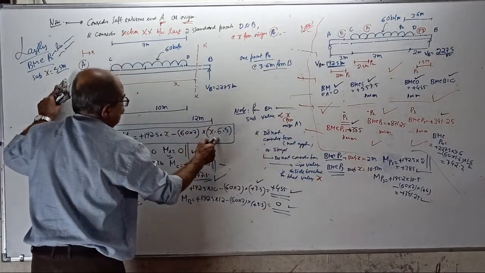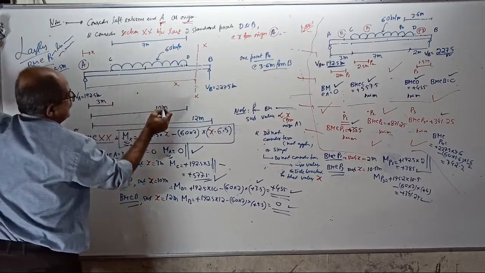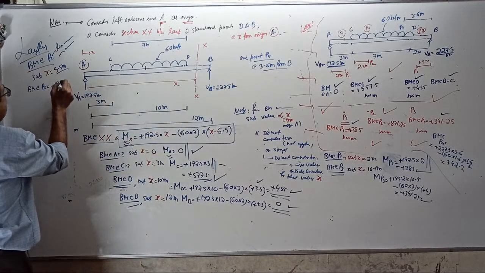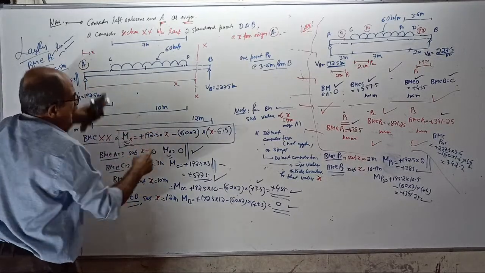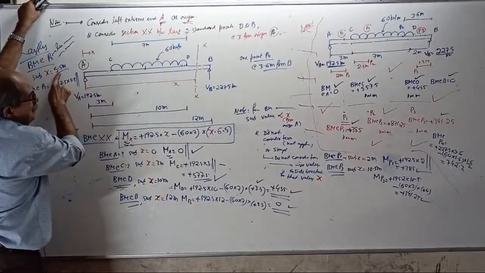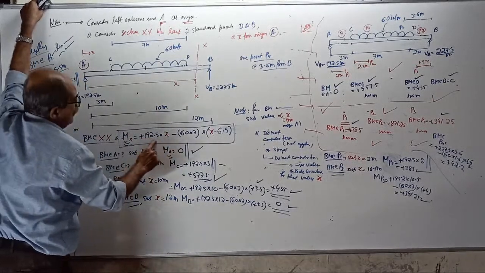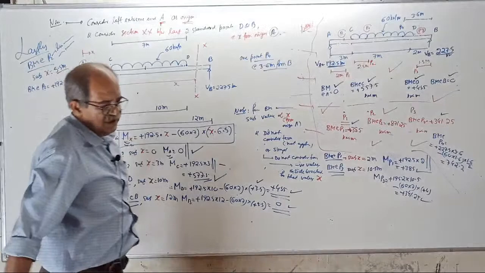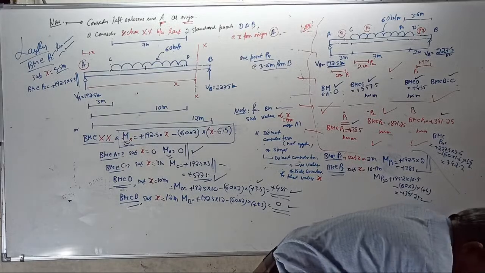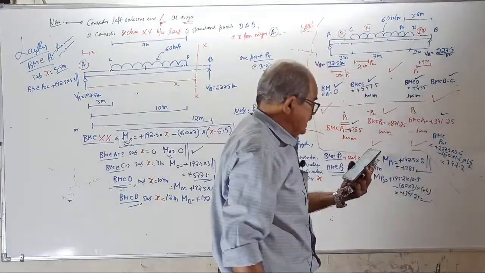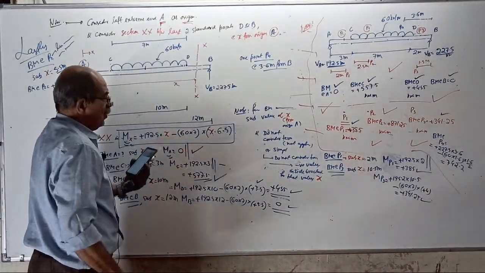When we put x equal to 5.5 meter, then BM at P2 equal to, this is the special point, plus 192.5 into 5.5. Stop. Why stop? Tell me. Why stop here? When you put x equal to 5.5 meter, why stop here? See, 192.5 into how much? 5.5. Why stop here? Reason. When I put x equal to 5.5 meter, I told stop.